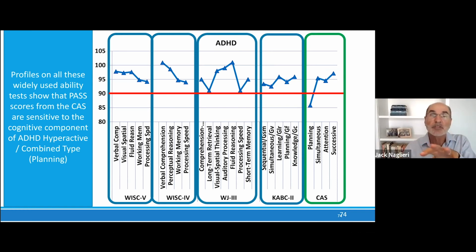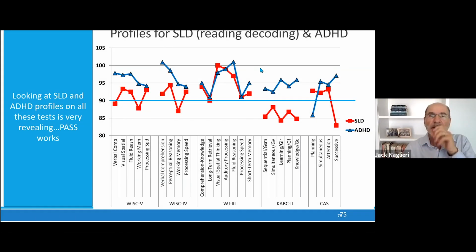I'm going to superimpose these two sets on each other and just point out a few things. So let's start from the right and go to the left. Look at the CAS. Look at the difference between these profiles for these individuals. Wow, that's really startling. The CAS helps us see the cognitive role that is playing out with children with ADHD and the cognitive explanation for reading decoding failure really beautifully.